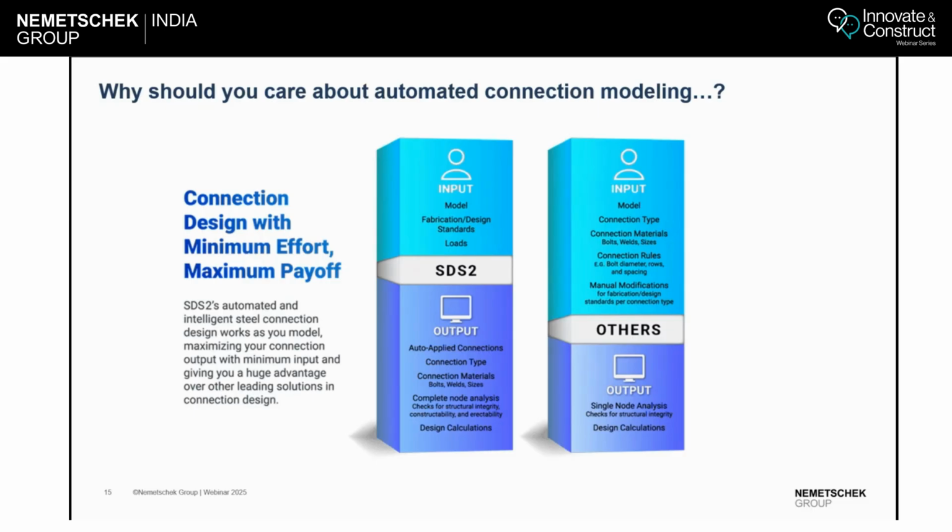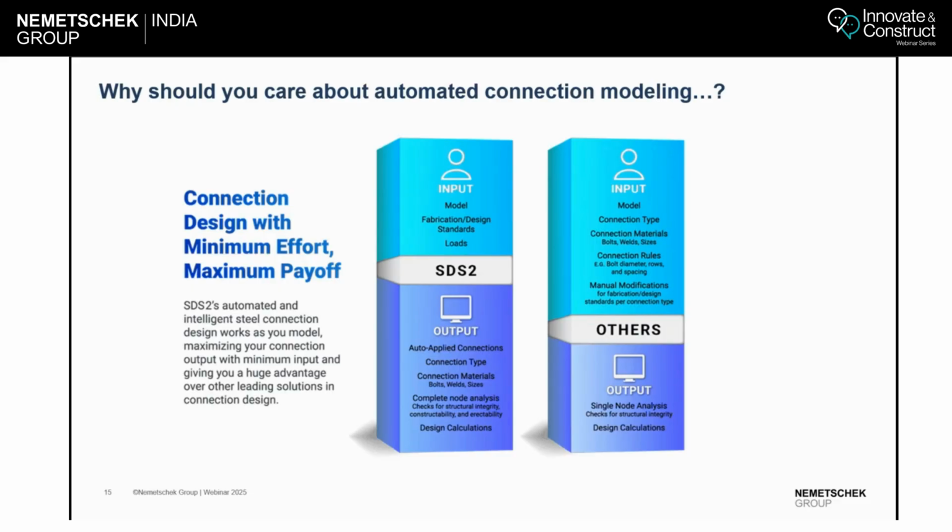But in SDS, since connection design is an inbuilt feature, whatever region you are working for, like North American or Indian region, you can choose that license module. You feed in the data, what connection preference your fabricator has, and as you place the beams, connections are automatically generated. You do not have to copy and paste from any library, but SDS analyzes and generates the connection. So if you see, there are two silos. In SDS, you have to give less input, like model, fabrication, design, and loads.